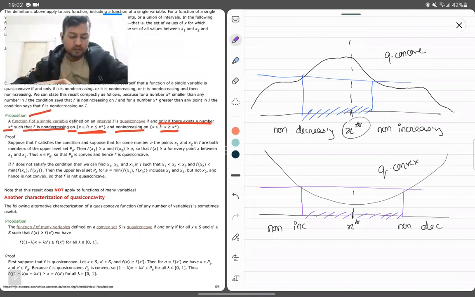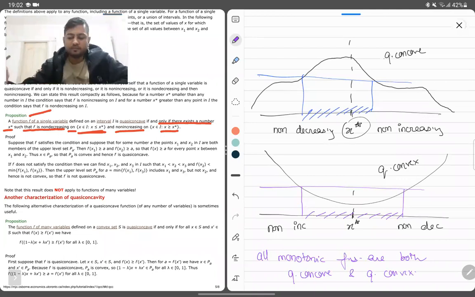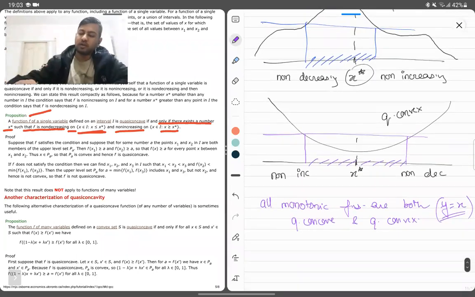So one automatic corollary from this is all monotonic functions are both quasi-concave and quasi-convex. Okay, a function that is always non-increasing or always non-decreasing is automatically quasi-concave as well as quasi-convex, like f of x equals to x, y equals to x. Okay, so ये example हमने देखा था, this is both quasi-concave and quasi-convex. So a uniformly increasing function is both quasi-concave and quasi-convex.